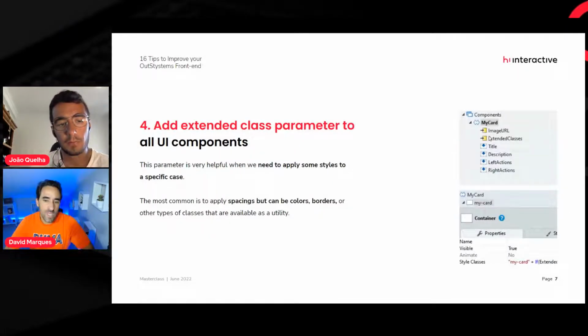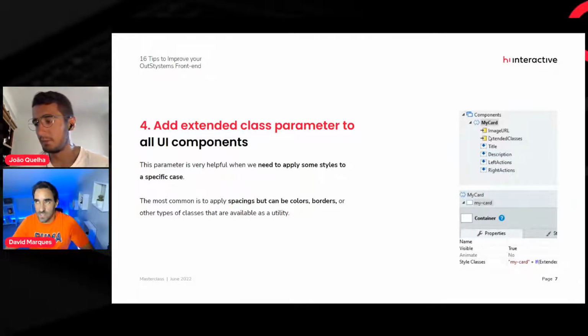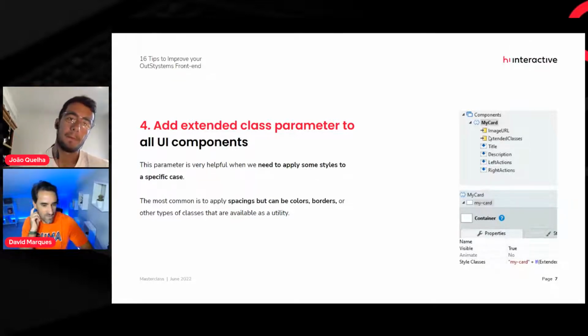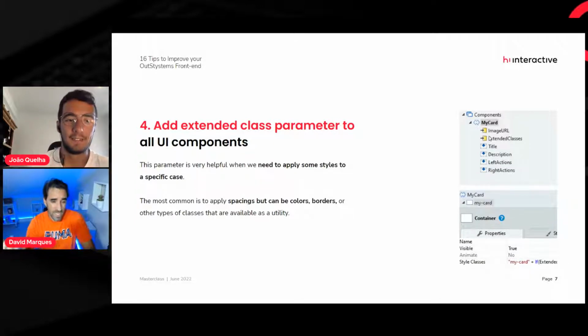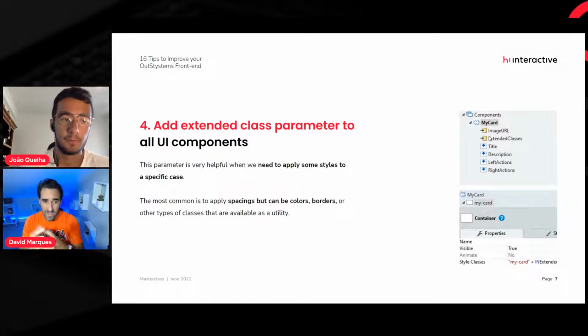Next one, add extended class parameter to all UI components. OutSystems UI and also the platform already do this for almost 100% of components, not 100%, because I shared the tip in the forum and there are still some components missing. I hope OutSystems will solve this in the future. For example, the HTML elements don't have this type of input parameter and it would be helpful.